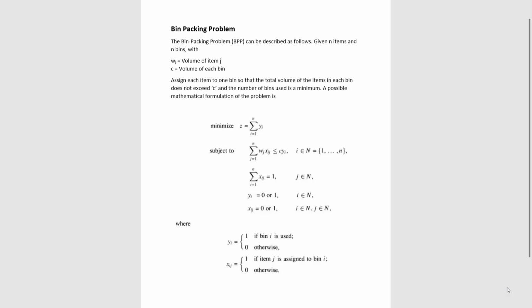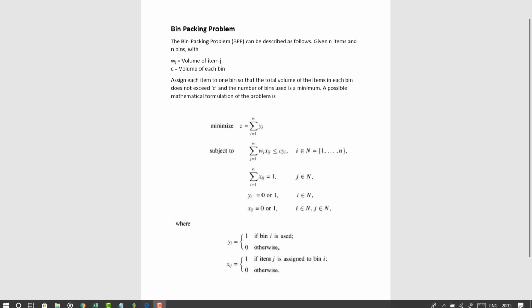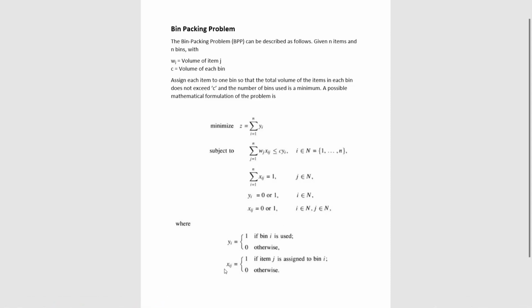This is the bin packing problem which we'll solve today using Cplex. In the bin packing problem, we have n items with each volume of Wj and n bins with the same volume of C. Our objective is to assign all the items into bins such that the number of bins used is minimum. This is a possible mathematical formulation where xij and yi are the two boolean variables used. These are the decision variables. Xij is 1 if item j is assigned in bin i, and yi is 1 if bin i is chosen.